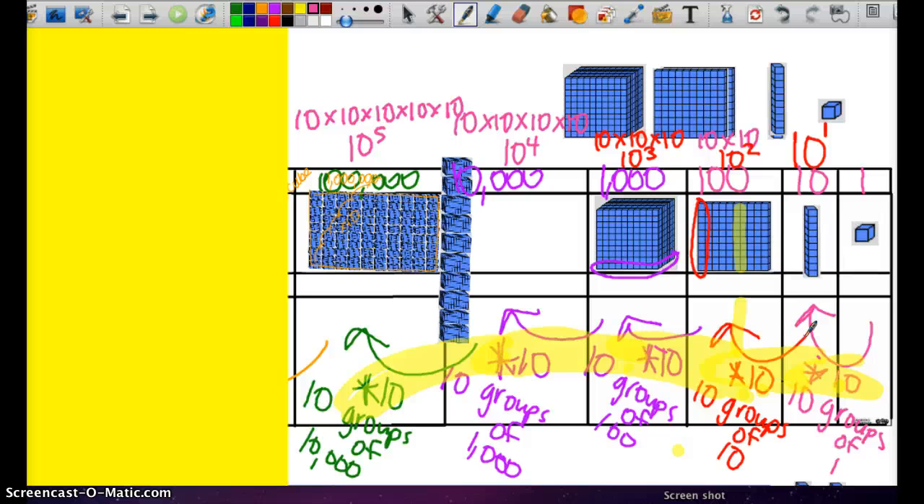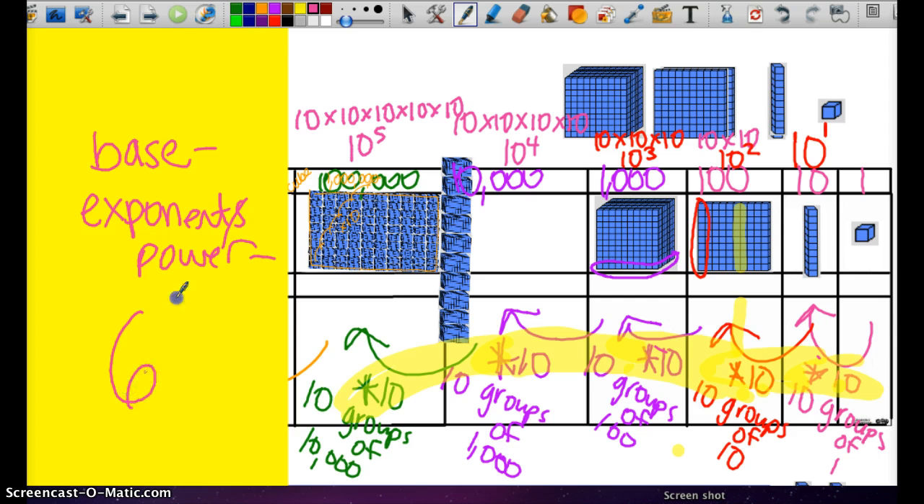This is a great opportunity to review the terminology of exponents. So students should recall the two terms, base and an exponent or power. So when you look at this number, the base is 6 and the exponent or the power is 5.